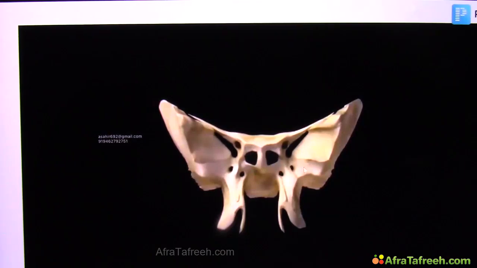Between the greater wing and the lesser wing, you can see a fissure over here. This is known as the superior orbital fissure. And important structures pass through it. We will be discussing the sphenoid bone in detail later on also. I'm just giving you an overview that this is the superior orbital fissure. So this question is asked, superior orbital fissure lies between the greater wing and lesser wing. Okay, what structures pass through?